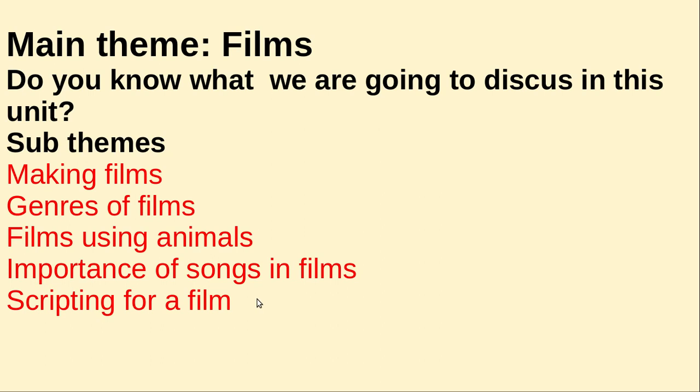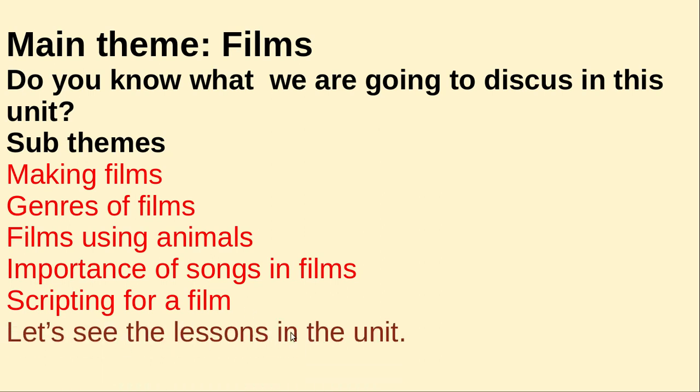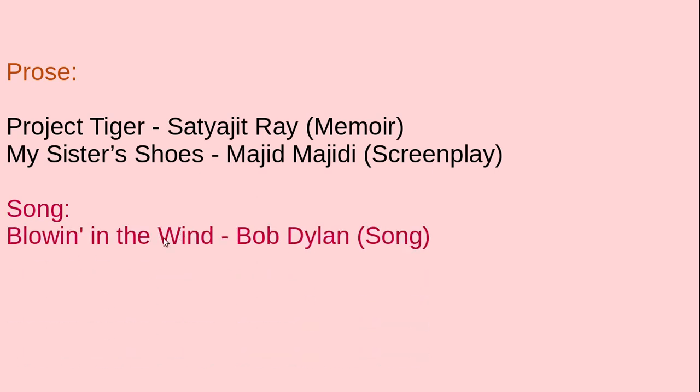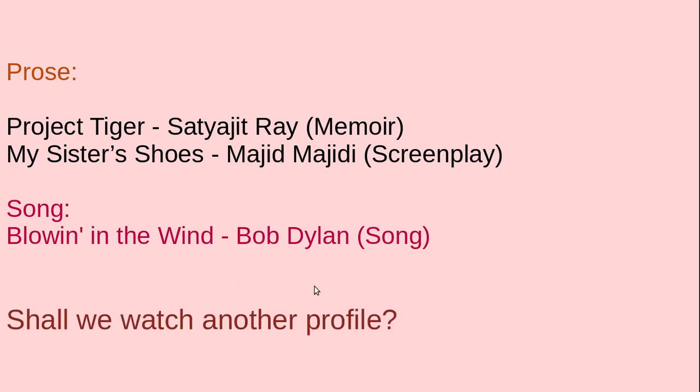And do you know what the lessons in the unit are? Let us see. First one is Project Tiger, taken from Satyajit's memoir. His memoir has another name. Okay, we will see it later. Next one is My Sister's Shoe, a screenplay written by Iranian filmmaker Majid Majidi, and a song Blowing in the Wind sung by Bob Dylan. Okay, now shall we watch another profile?